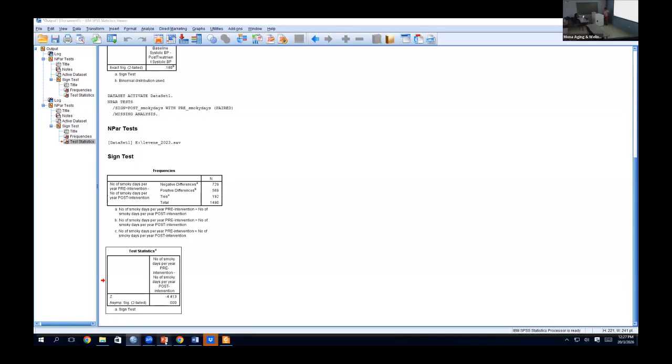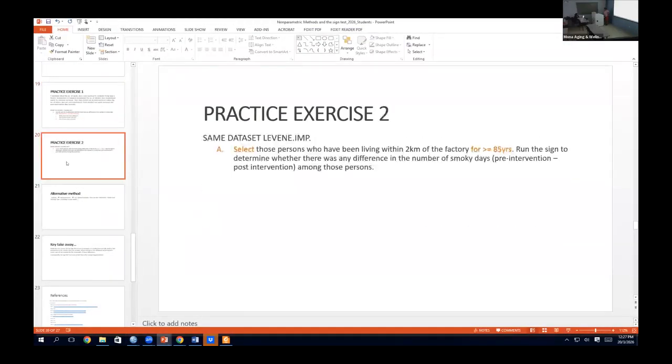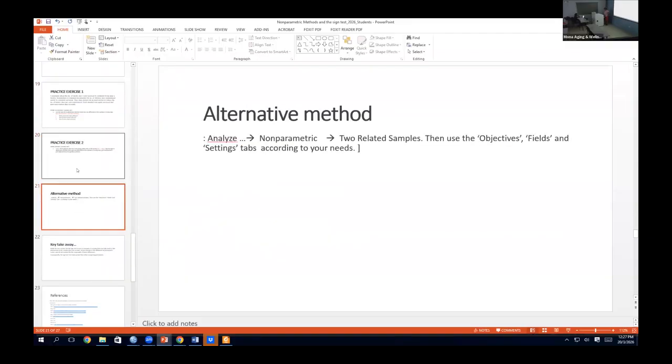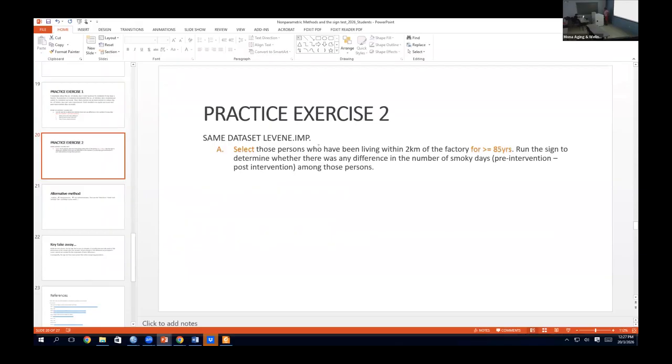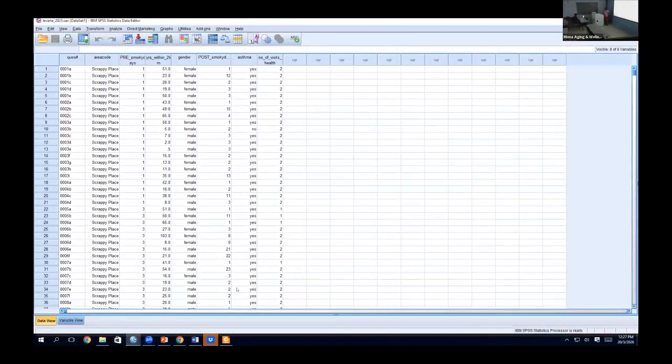All right, I think there's one more example for us to do with SPSS, practice exercise number 2, and then I'll show you something else. So this one says, select those persons who have been living within 2 kilometers of the factory for greater than or equal to 85 years. Run the sign test to determine whether there was any difference in the number of smoky days pre-intervention and post-intervention among those persons. So we're going to have to select.